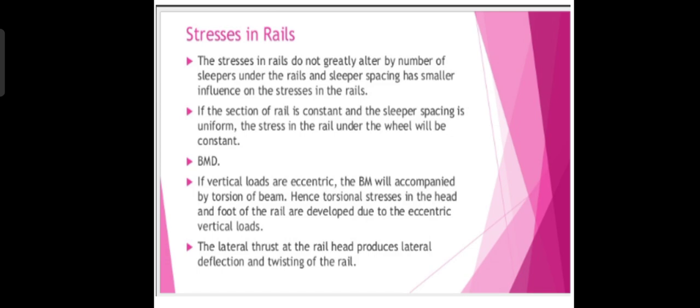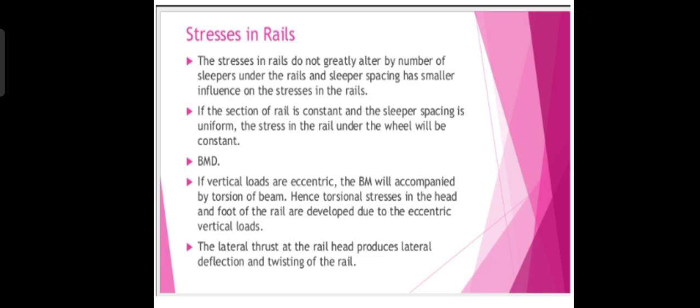Stresses in rails. The stresses in rails are not greatly altered by the number of sleepers under the rails, and the sleeper spacing has smaller influence on the stresses in the rails. If the section of the rail is constant and the sleeper spacing is uniform, the stress in the rails under the wheel will be constant. If the vertical loads are eccentric, the bending moment will be accompanied by torsion of the beam. Hence, torsional stresses in the head and foot of the rails are developed due to eccentric vertical loads.